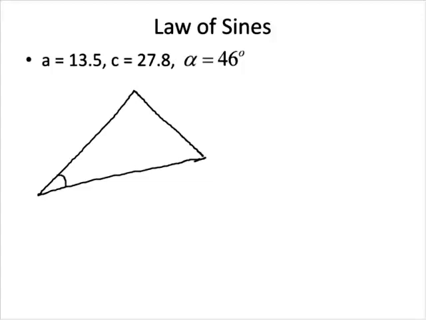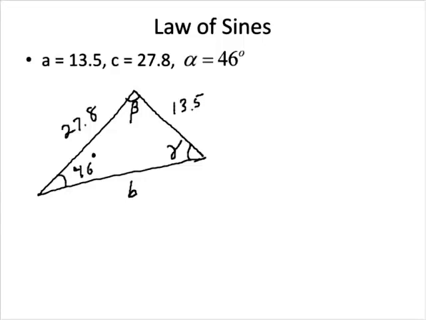So I'm going to make this angle alpha. That's 46 degrees. So the side opposite that has to be 13.5 units long. I'll make this angle up here beta. That'll make the side opposite that B, which I don't know, so I'll just label it B. I'll make this angle gamma. Means the side opposite that has to be C, which we know is 27.8 units long.